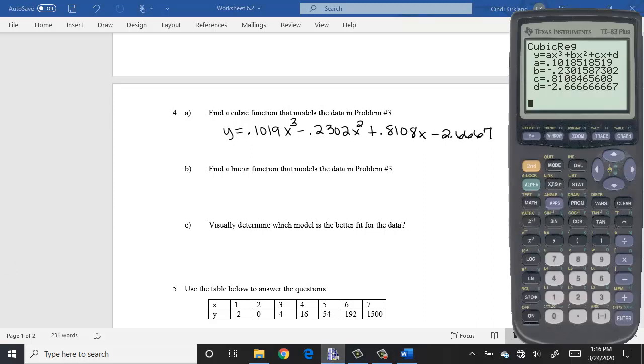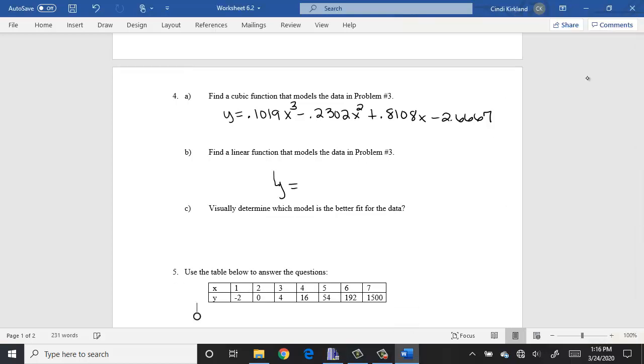Next question that it asks us is find a linear function. So I'm going to go back to Stat, go to Calc, and go to number 4, which is my linear regression. Again, to be consistent, we're going to round to 4 decimal places. So this is 4571. Since that's a 4, that stays at 1. 9333. So the linear function would be y equals 3.4571x minus 7.933.